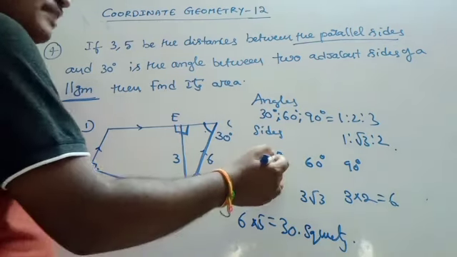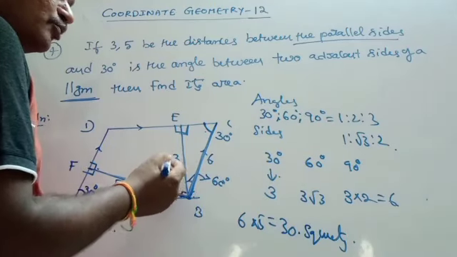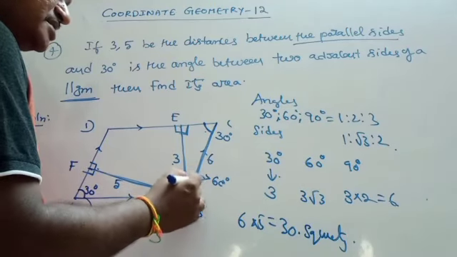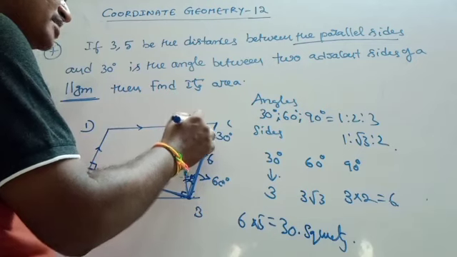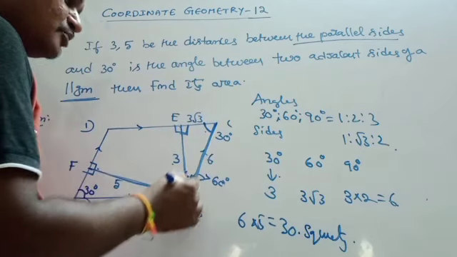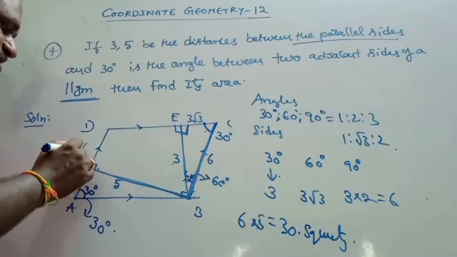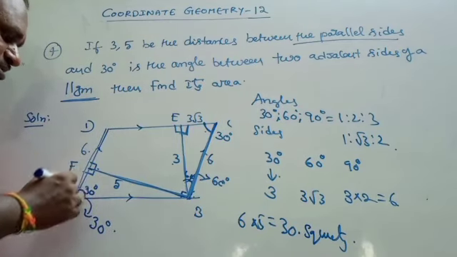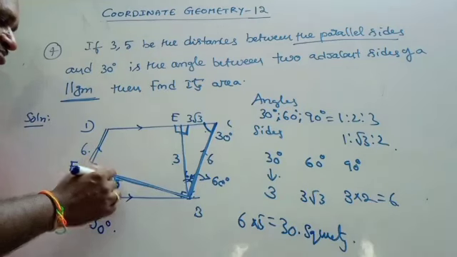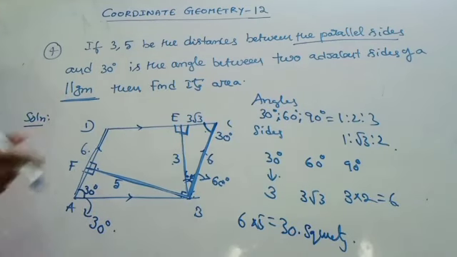Here, opposite to 30 degrees you have 3. Opposite to 60 degrees, this is nothing but 3√3 you are going to get. And this is opposite to 90 degrees, 6. Now you got this base. This is base 6, which means this is also base 6. Now base into height, this is 5 into 6, that is 30 square units, which is the area of the parallelogram. Right?